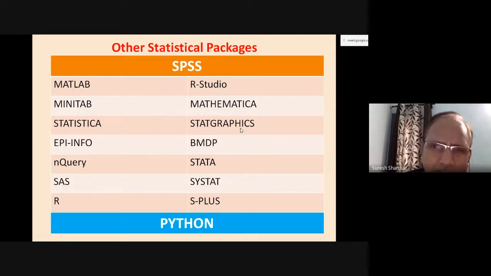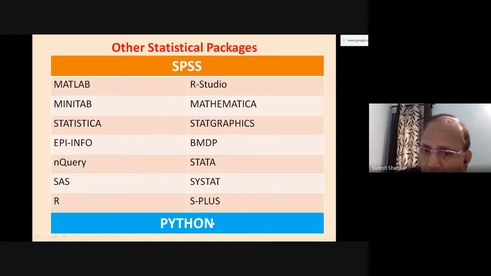S+, people are no longer using S+. The refined version of S+ is basically R and RStudio. So all these packages are used in different situations. Most of them are paid software, including SPSS. But now it's the age of a new era.